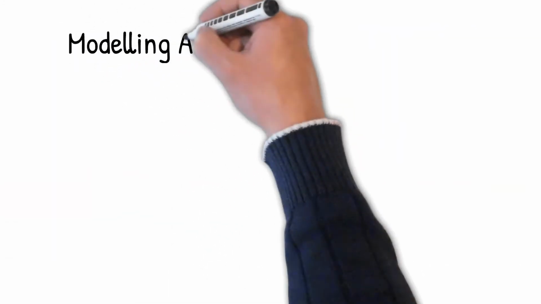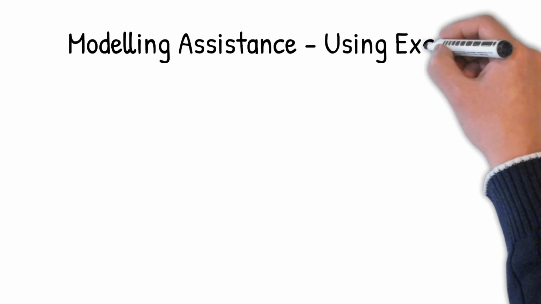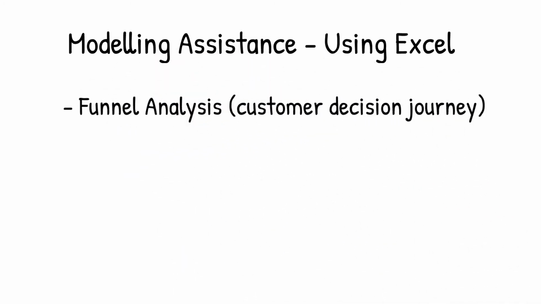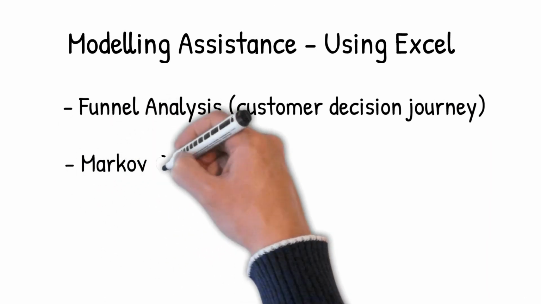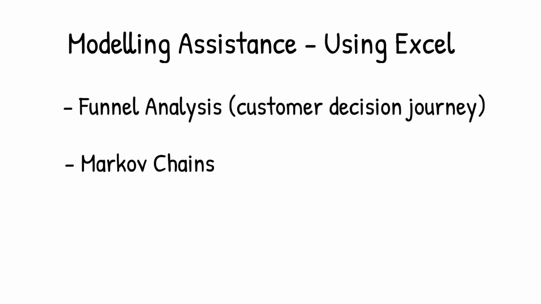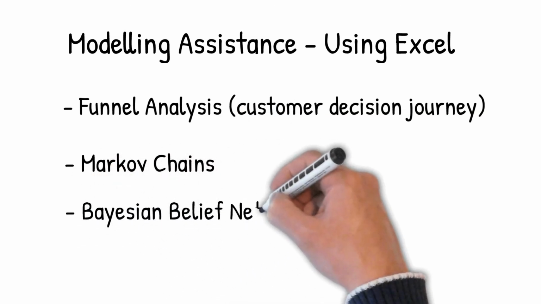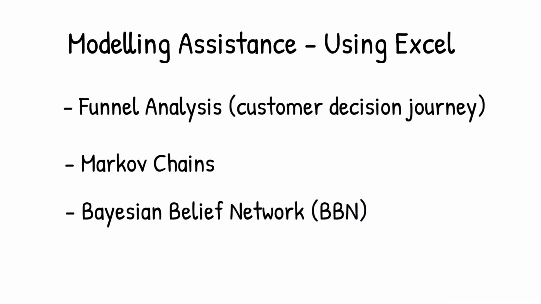As you're doing your modeling process by discovering different theories in the literature, don't be afraid to open up an Excel spreadsheet and map out the different equations you might need. Over the years, I've found useful things like funnel analysis, customer decision journeys, Markov chains, and Bayesian belief networks to be quite useful tools to actually assist in the modeling phase and understanding what variables might drive other variables.